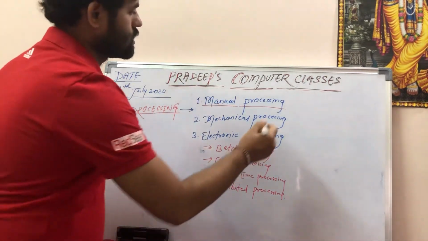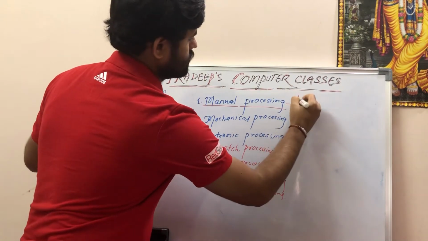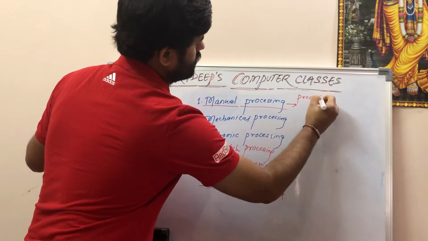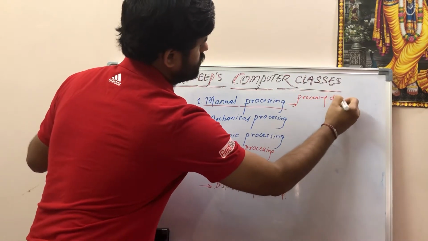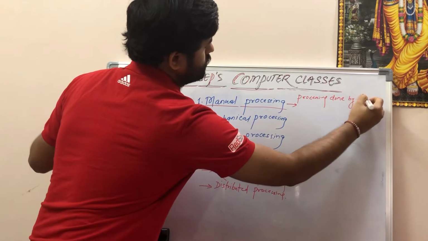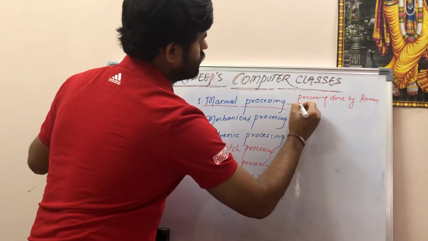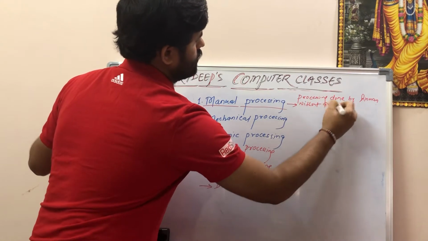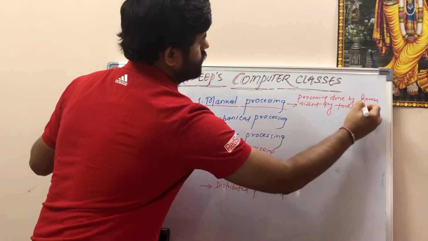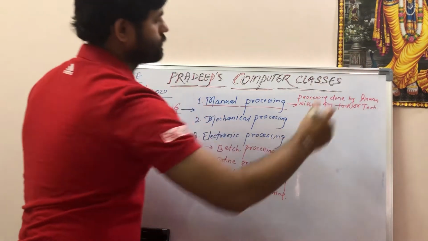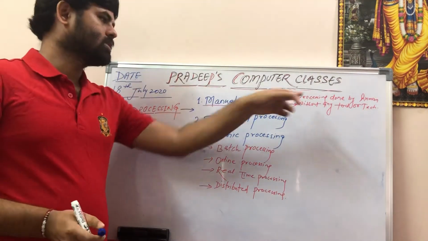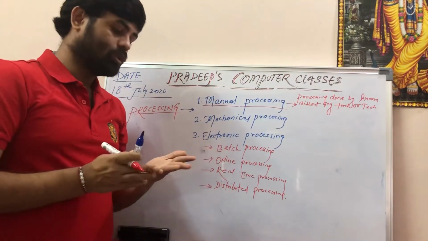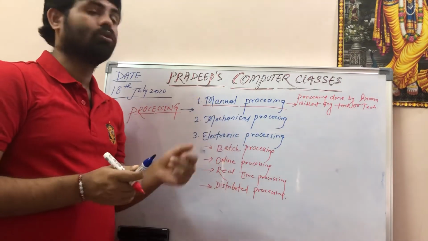So manual processing means processing done by the human without any tool or technology. Manual processing means the processing which is done by the human without any tools or technology. I am not using any tool, I am using my finger to count 2 plus 3.